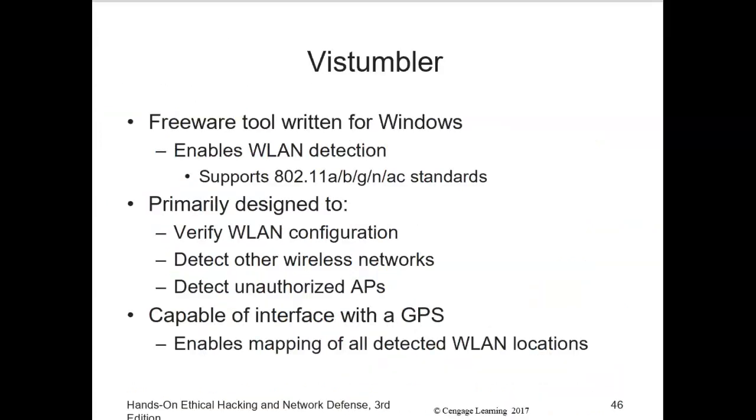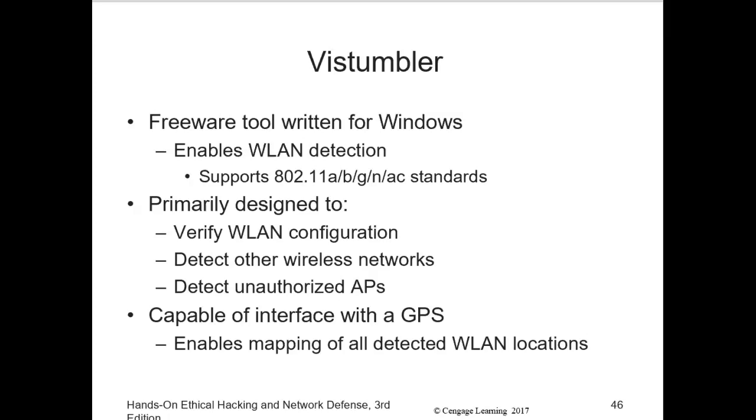Now, you could use VisTumbler. VisTumbler is a freeware tool that enables you to detect a wireless LAN. All you have to do is go to https://www.vistumbler.net to get that. And it's designed to assist security testers in identifying these wireless LANs, as I just said, and then detecting other wireless networks that might interfere with the wireless LAN and detecting unauthorized access points.